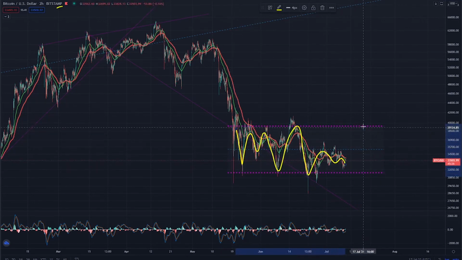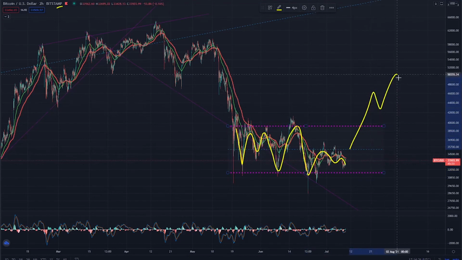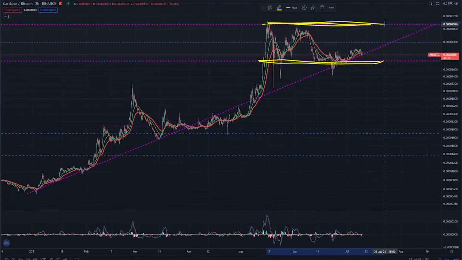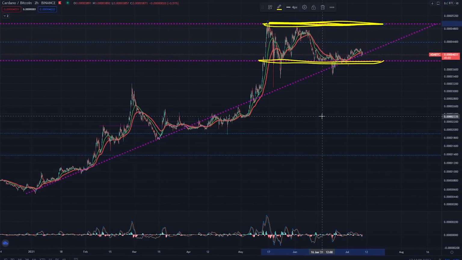And when the Bitcoin resumes into the bull run and starts to print some gains again, if this ratio can keep up in this price channel, that would mean that Cardano would print some nice gains as well, pretty similar to Bitcoin.